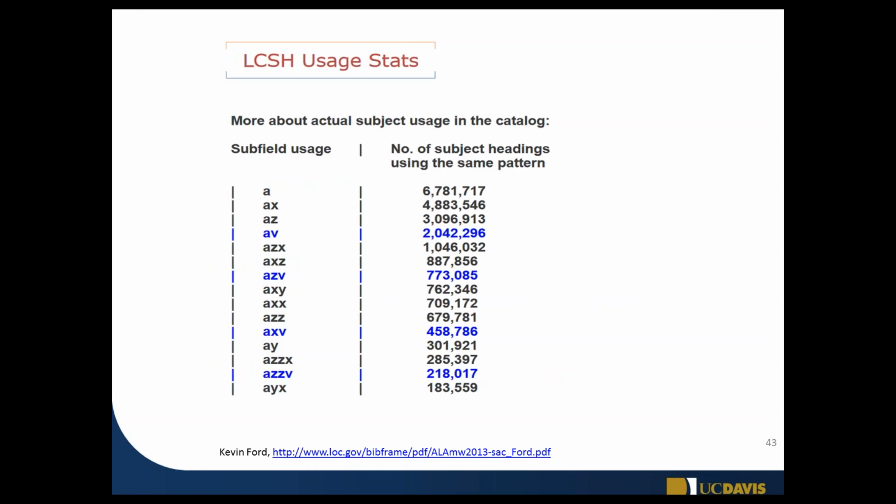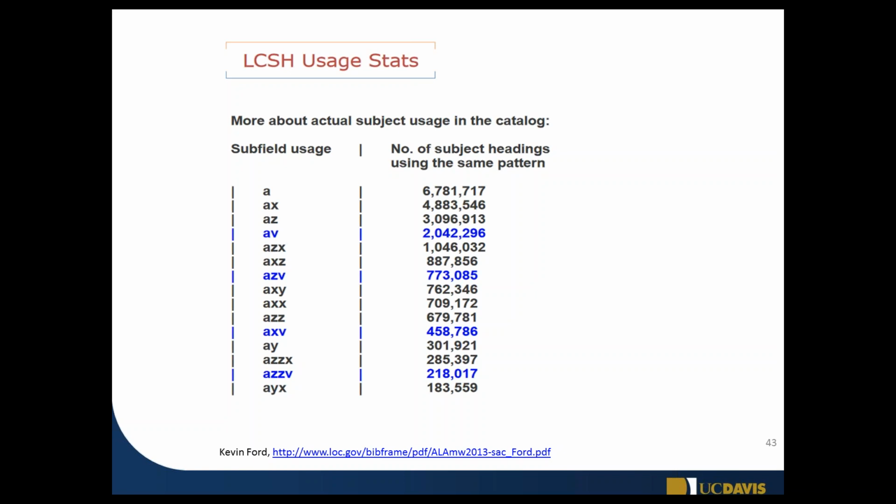And he also looked at a combination of those subject headings and particularly highlighted the ones with form subdivision, which is highlighted in blue on this slide. As you can see on the left side, that's the subfield. AV means main topic plus form subdivision, and AZ means AZV, AXV, AZZV. So as you can see, there are more than 3 million LCSH in the LC catalog that actually have form subdivisions.